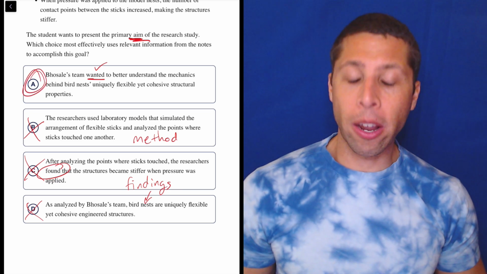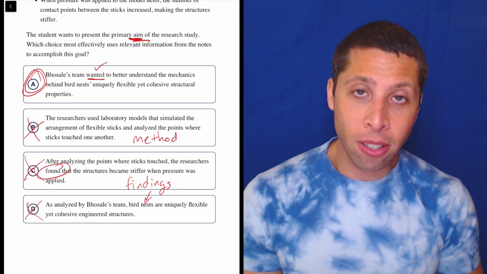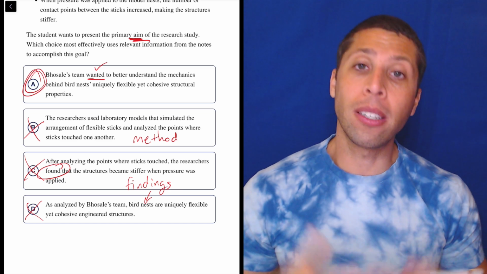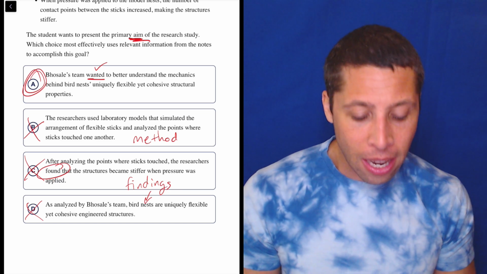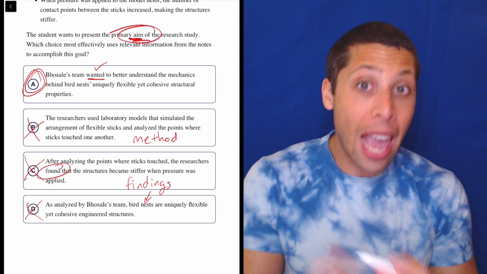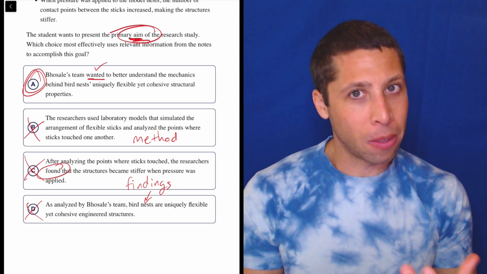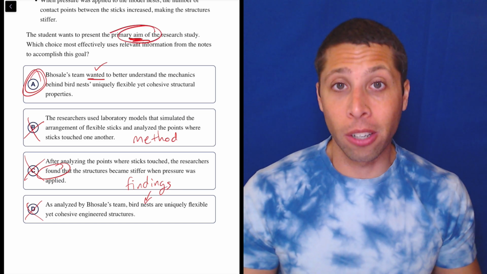You should have no doubt about this. This should be a quick, confident answer. The only reason people get it wrong is they don't really know what they're doing here. They kind of are just trying to summarize the study. They're not paying attention to words like aim that are very specific. So hopefully, lesson learned if you got this wrong.